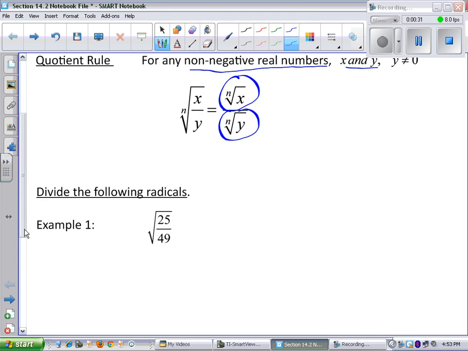This is saying that if I have a fraction written under the radical, I can actually separate this into the square root of 25 over the square root of 49. And the square root of 25 is 5, and the square root of 49 is 7, so I can get an answer real quick for that, 5 over 7.